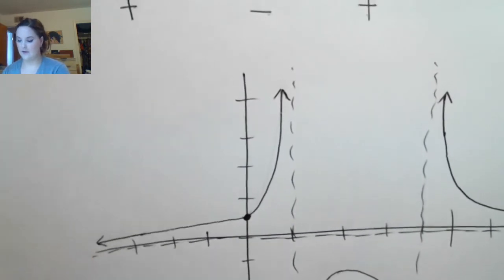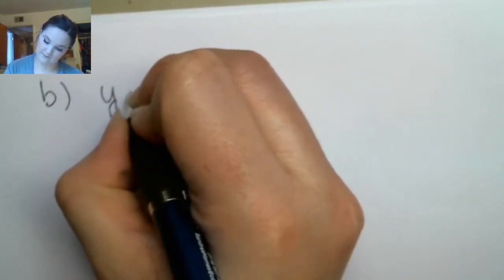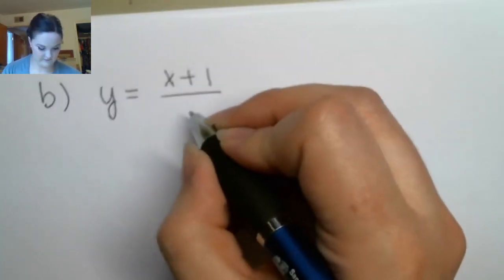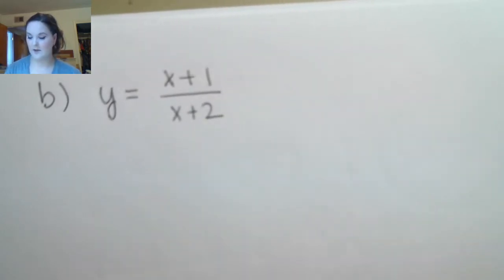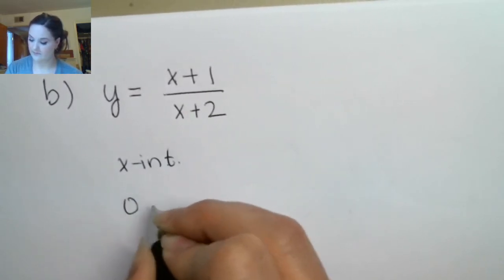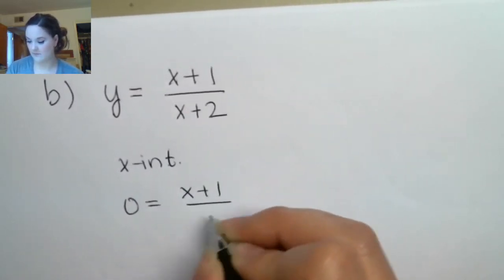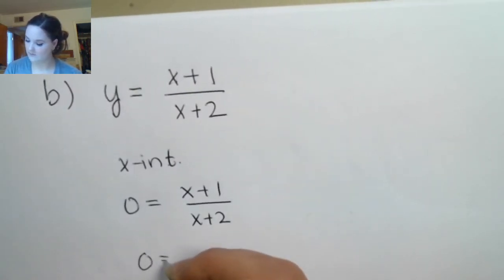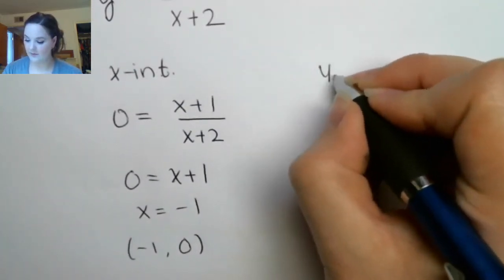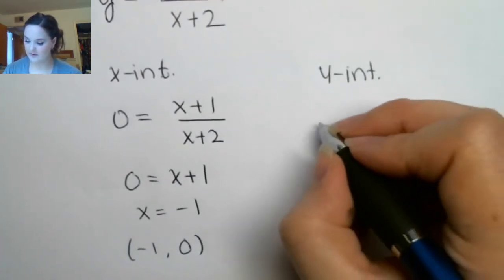All right, let's look at some more examples. So we're going to find the x and y intercepts. So there's my x-intercept, -1, 0. And for my y-intercept, I'm going to set x equal to 0.